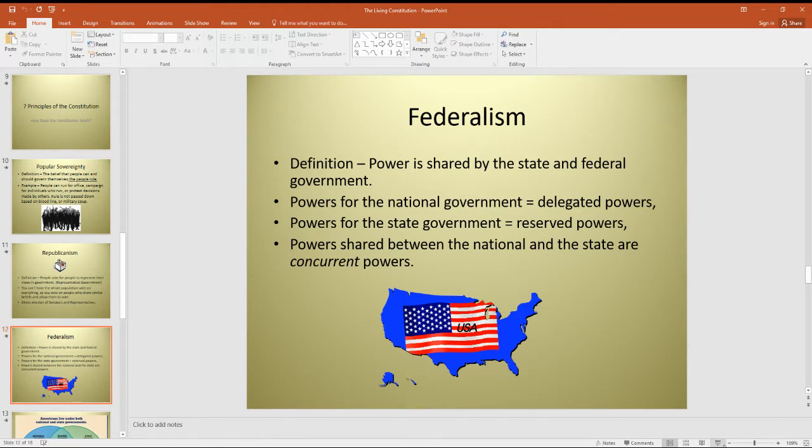Third is federalism. Federalism is the belief that power should be shared between the national and state governments. There are certain powers called the delegated powers, and those are the powers that are reserved to the national government. And then there are the reserved powers, and those are the powers that are reserved to the states and the people respectively. So some powers are national, some are state, and then some are what we call concurrent. Those are the powers that both the national government and state government have. The United States is a federal system of government.